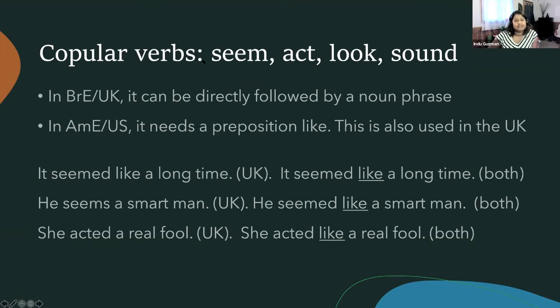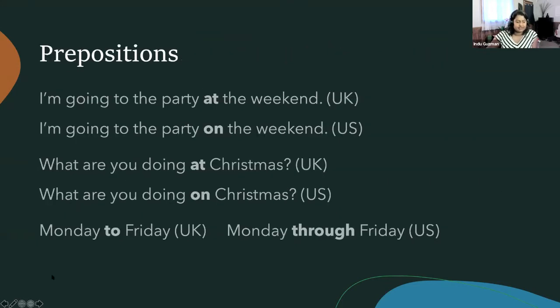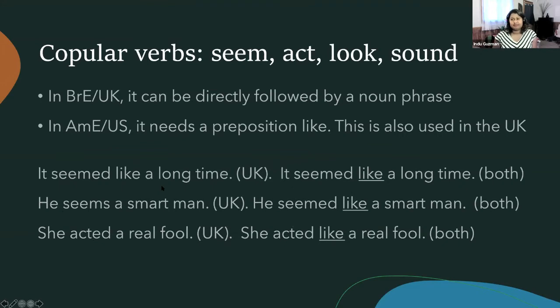And then copular words: seem, act, look, sound. In British English, it can be directly followed by a noun phrase. In American English, it needs a preposition like. This is also used in the UK. Seemed like a long time. In the US and UK, it seemed like a long time. For American readers, they will feel like something is missing. So it seemed a long time. Oops, not like. I guess sometimes my grammar checker picks it up and does it too. So it seemed like a long time.